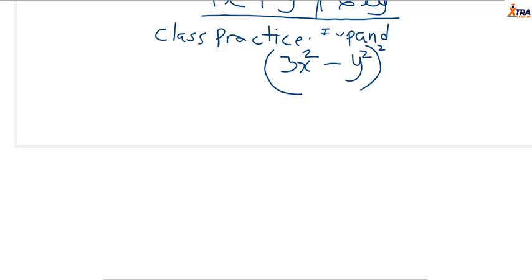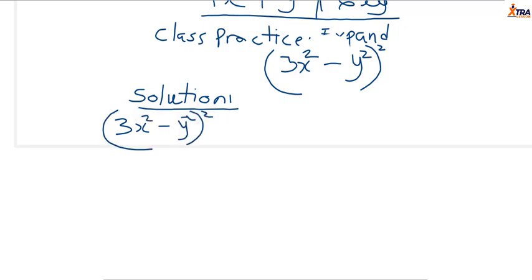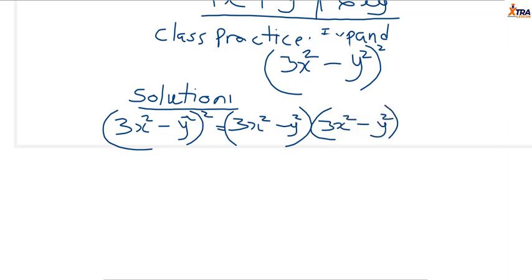(3x² − y²) all in bracket, all squared. So this will be the solution to the problem. We write (3x² − y²) squared outside. What this means is that you write this expression twice. So you have (3x² − y²), that's the first one. Then you have (3x² − y²), that is the second one.